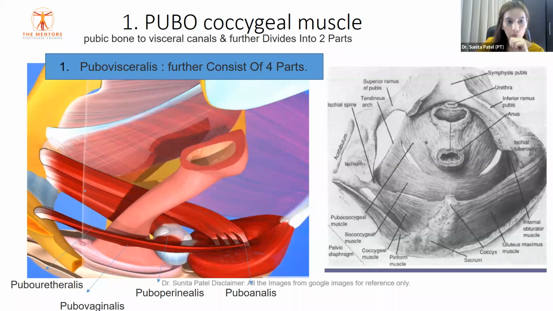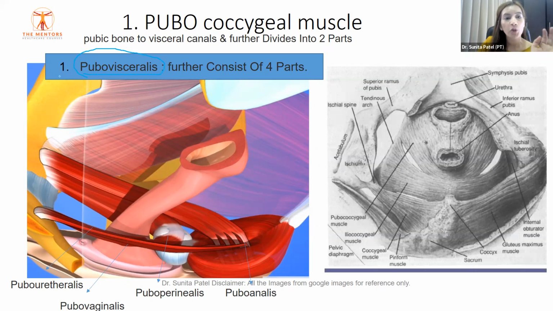Share the screen. Now let's try to understand the pubococcygeus muscle. We also call it the pubovisceralis. It is further subdivided into two parts, pubovisceralis and puborectalis.